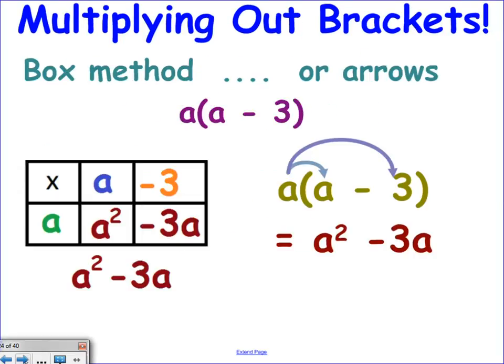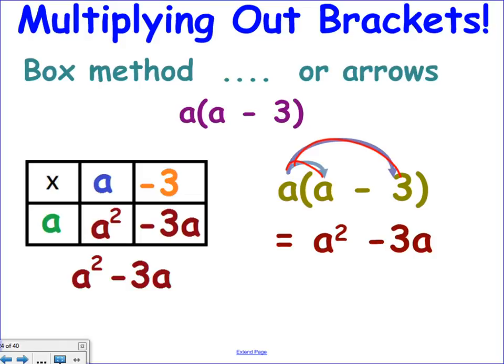You can do it in one of two ways. You can do it by multiplying whatever's outside the brackets by each of the terms inside, using the arrow system. Just show the examiner what you're doing. Or you can do it by the grid method, where you put each of the terms that are inside the brackets into their own boxes.